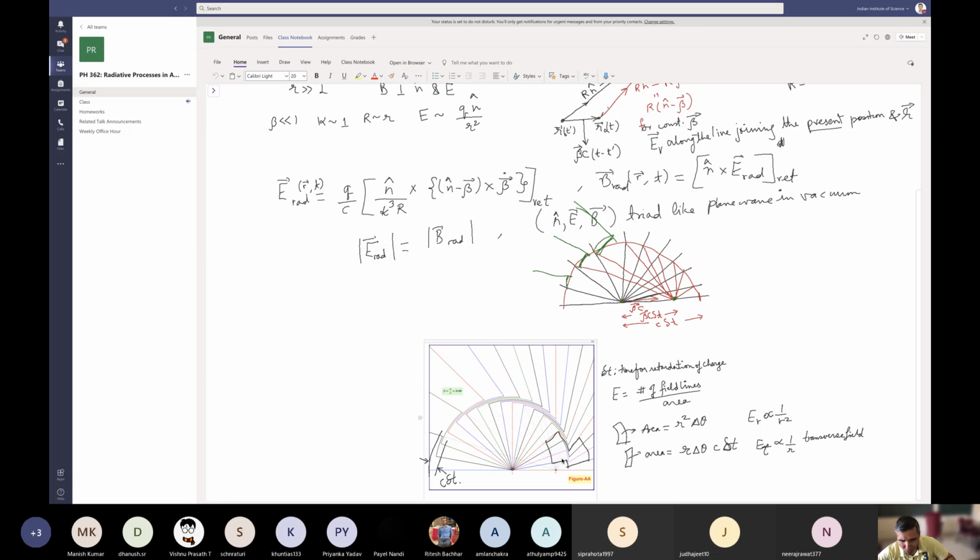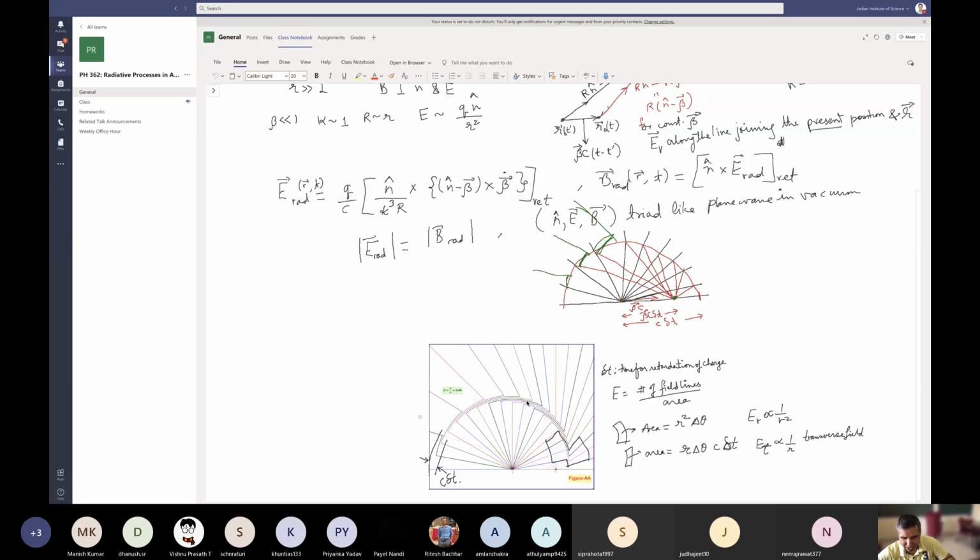So 1, 2, 3, 4 field lines will go through, and they continue here, right? So the number of field lines is the same. We are considering area such that the number of field lines is the same, but the area is much smaller. It is only proportional to 1 by r instead of 1 by r square, because the transverse direction has a width which is c delta t, and that's independent of r, right? C delta t is the same.